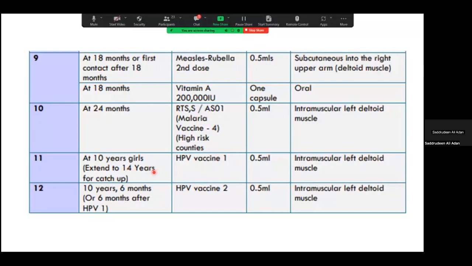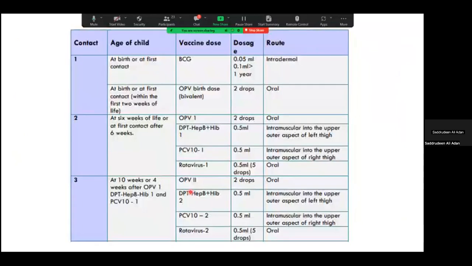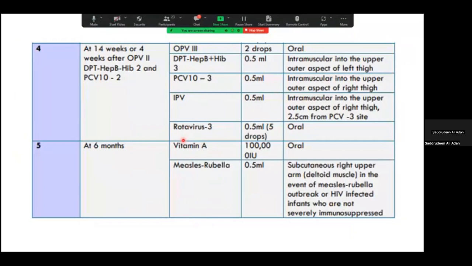Basically primary. Then 6 months after the first HPV vaccine, a second HPV is given. So just a quick summary. Birth is just BCG and oral polio. At 6 weeks, the pentavalent, oral polio again, the PCV, the pneumococcal vaccine, and the rotavirus. Same during 10 weeks. At 14 weeks, it's the same, just that we add an injectable polio virus.